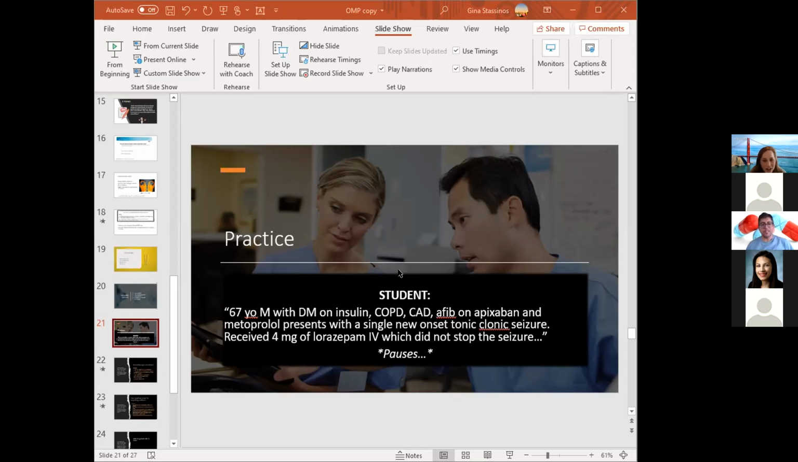How's the patient right now? What are potential causes of the seizure? And what can we treat? Right. What would you like to give next? What comes next? Perfect. All of you are getting this really well.